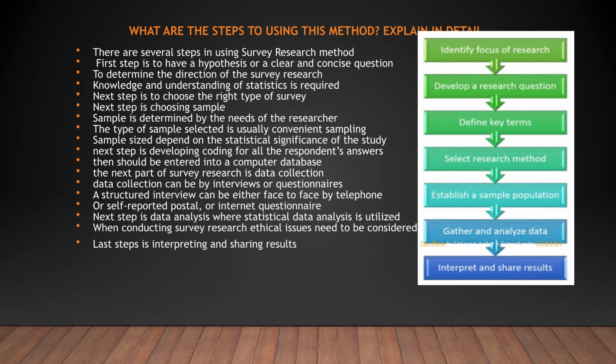What are the steps to using survey research? There are several steps in using the survey research method. The first step is to have a hypothesis or a clear and concise question. To determine the direction of the survey research, knowledge and understanding of statistics is required. The next step is to choose the right type of survey. The next step is choosing a sample. The sample is determined by the needs of the researcher. The type of sample selected is usually convenience sampling. Sample size is dependent on the statistical significance of the study.